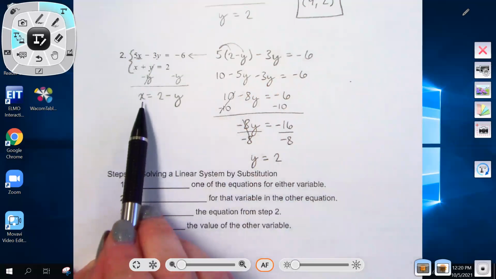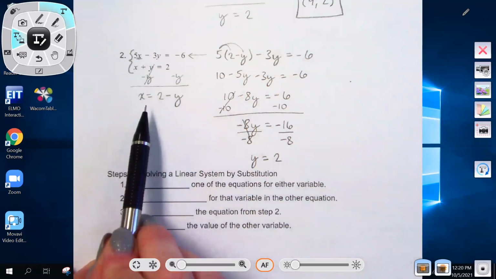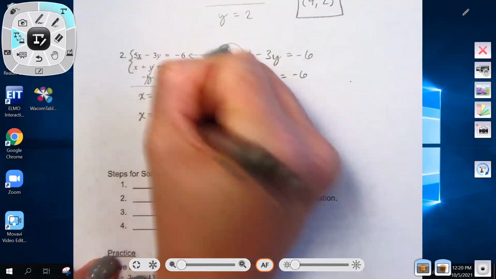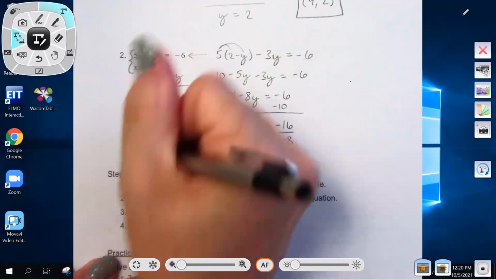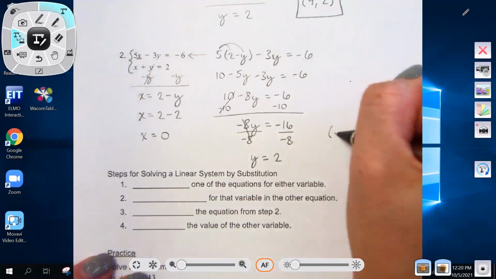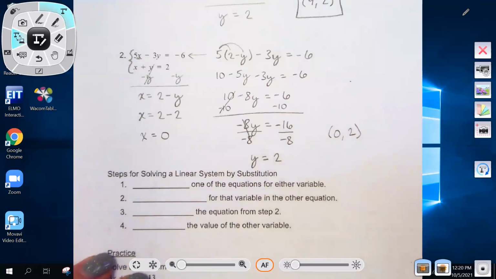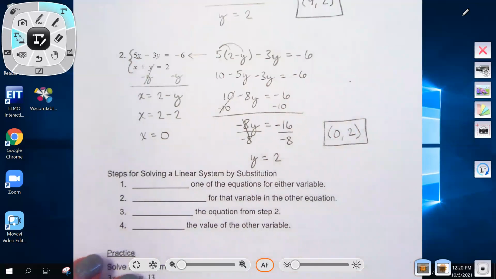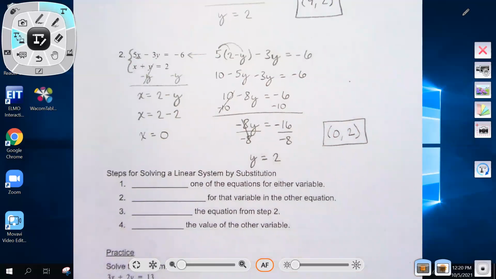Now we find our x value by going back to our equation that we had already solved for x and plug in our value for y. So x equals 0. Our solution as an ordered pair is 0, 2. Questions?